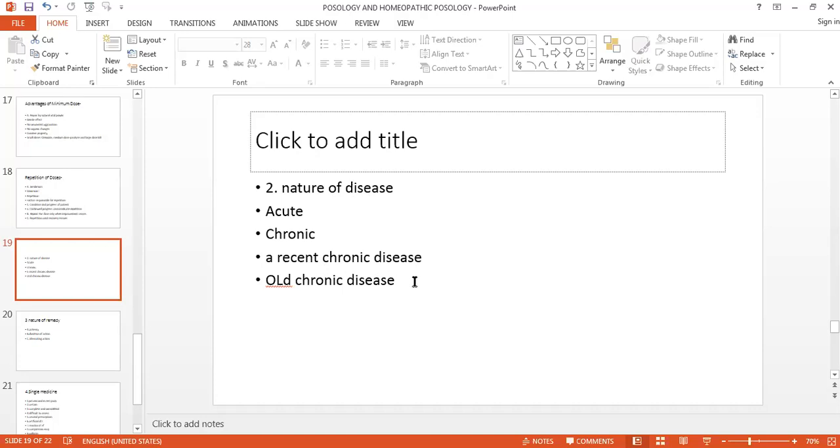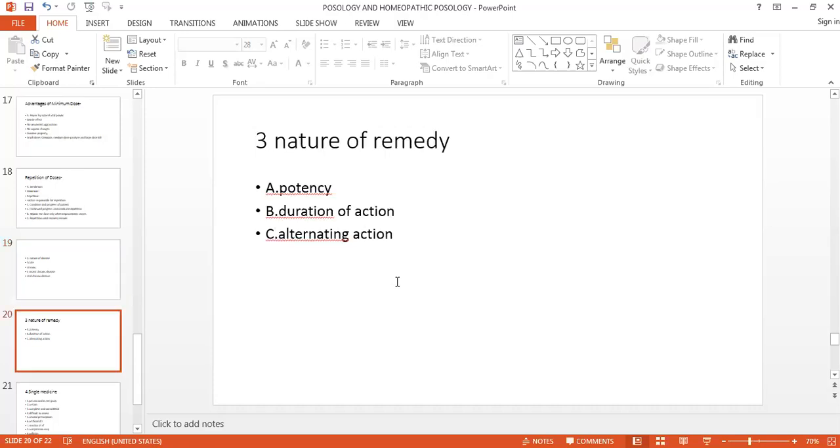If it is a recent chronic disease, then you can give the higher potency, you can give the nosodes also. But if it is the old chronic disease where deterioration is much more, you have to restrict yourself. Here you should not do much repetition. And again, depending upon the classification, you have to decide your potency and you have to decide the repetition. Then the third thing is we have seen the nature of the remedy. Just as there is nature of disease, there is nature of remedy.